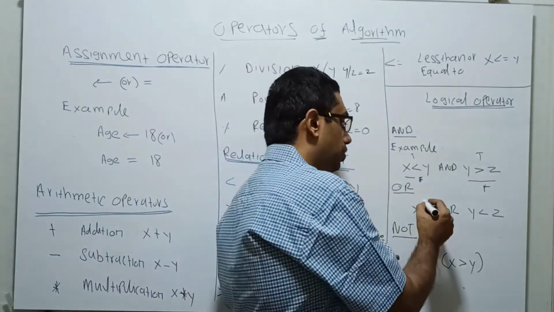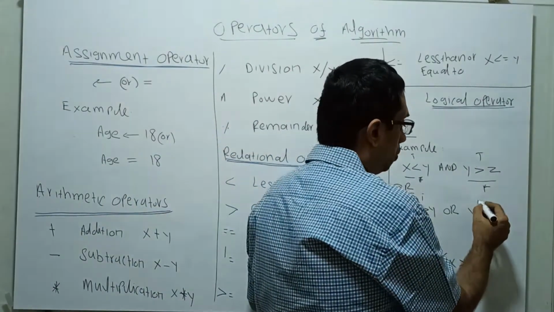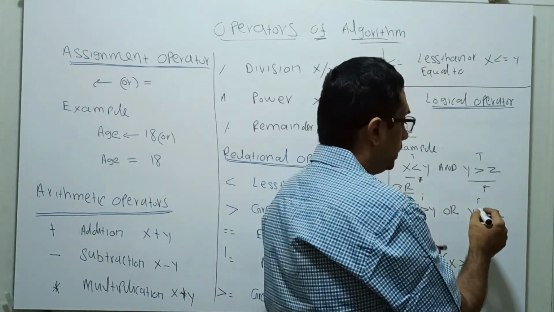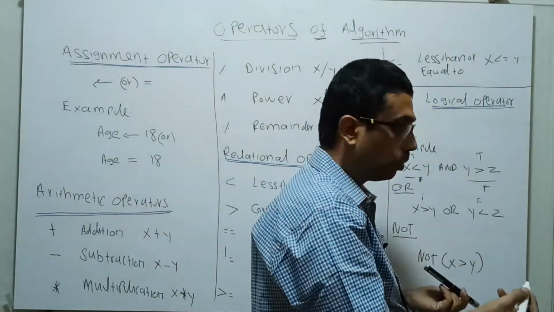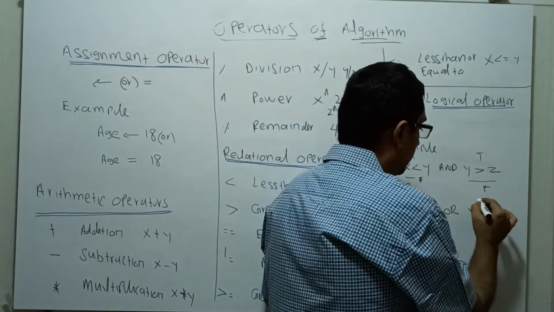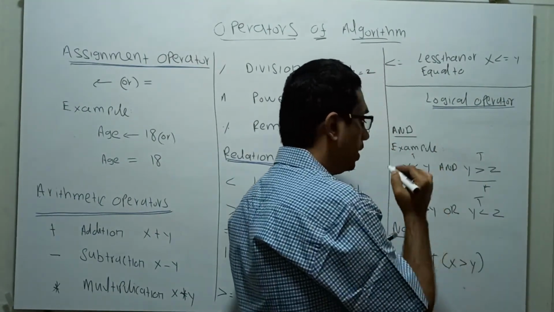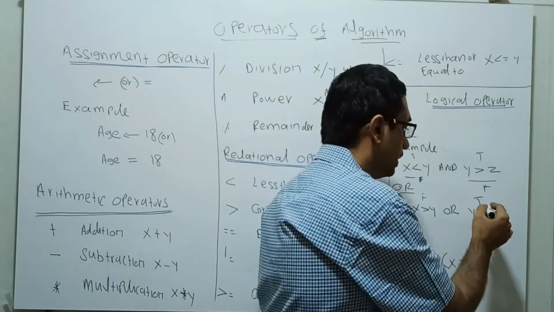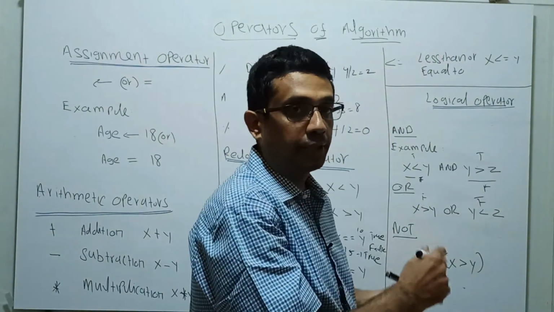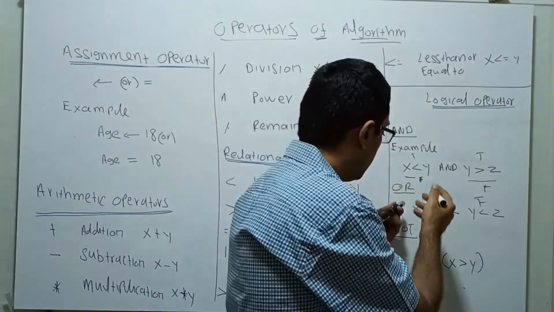If x greater than y is true and y greater than z is true, it will return true. If x greater than y is true and y less than z is false, it will return true. If x greater than y is false and y less than z is true, it will return true. If both conditions are false, only then will it return false. This is the OR operator.